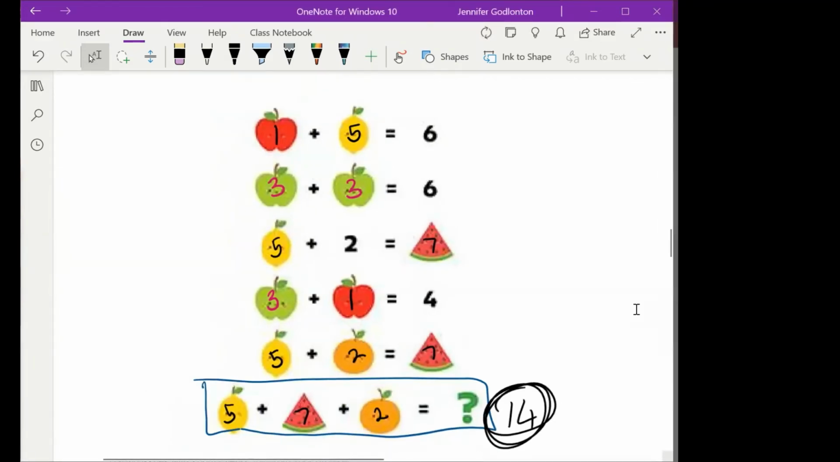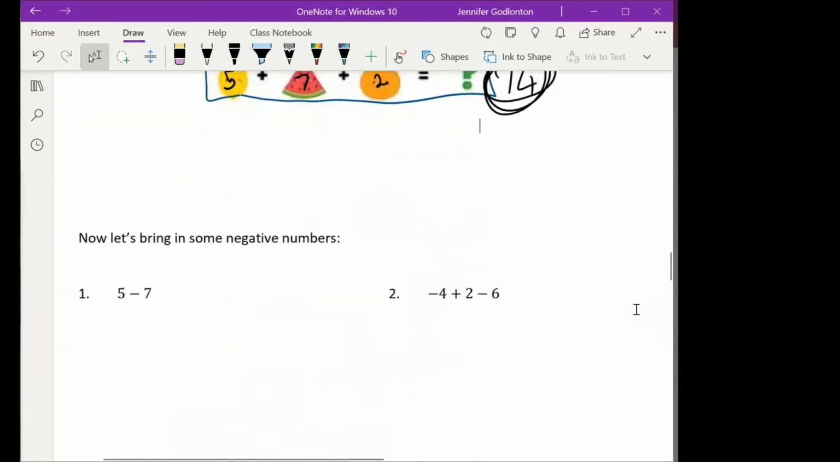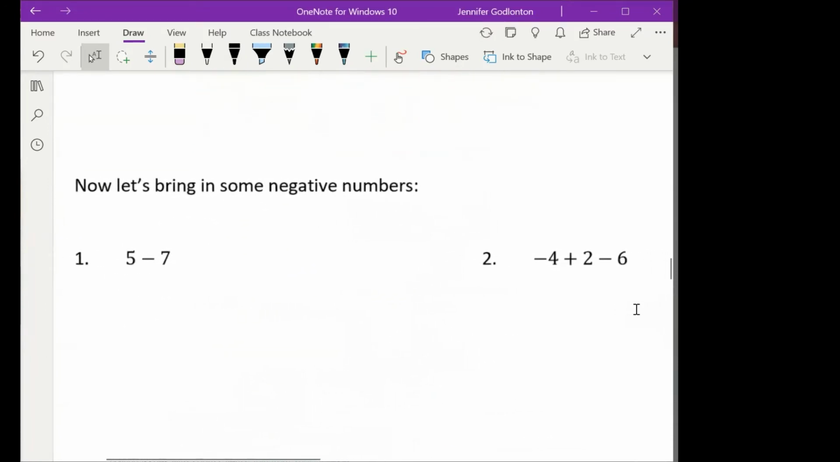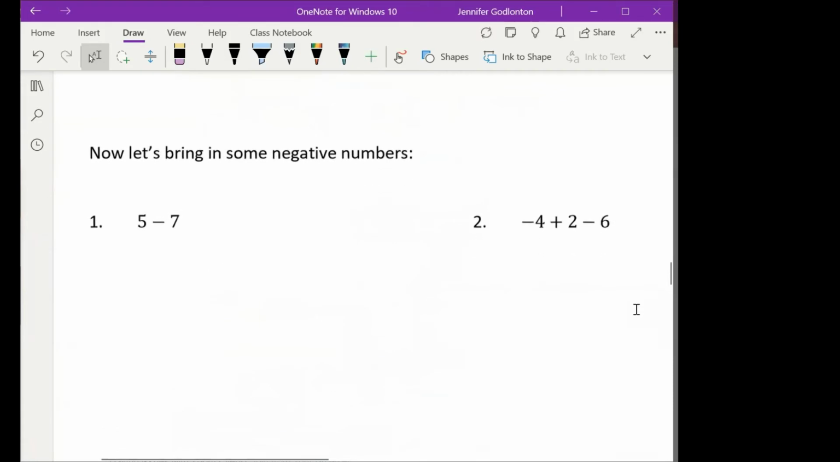What we're going to do now is we're going to try and bring in some negative numbers. So just before we start bringing in algebra, let's just quickly see how we are with just dealing with negative numbers in general.